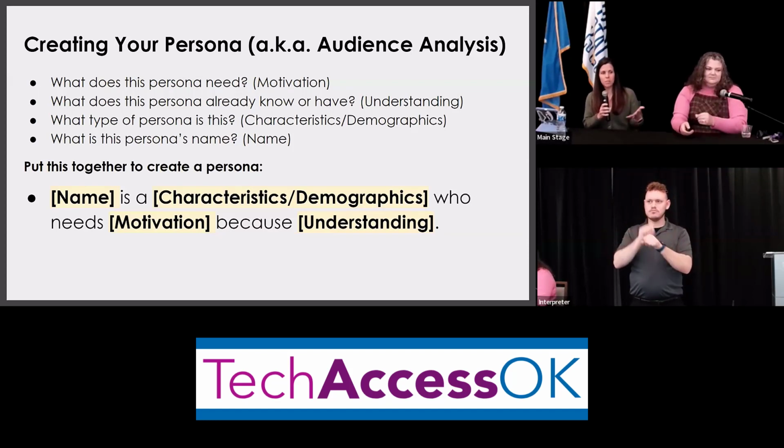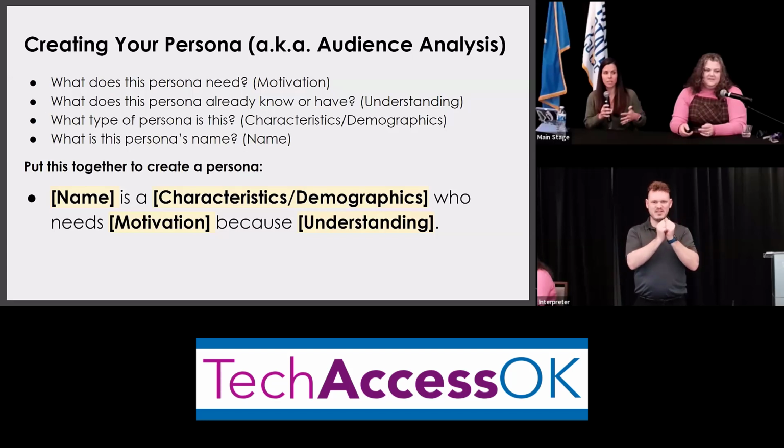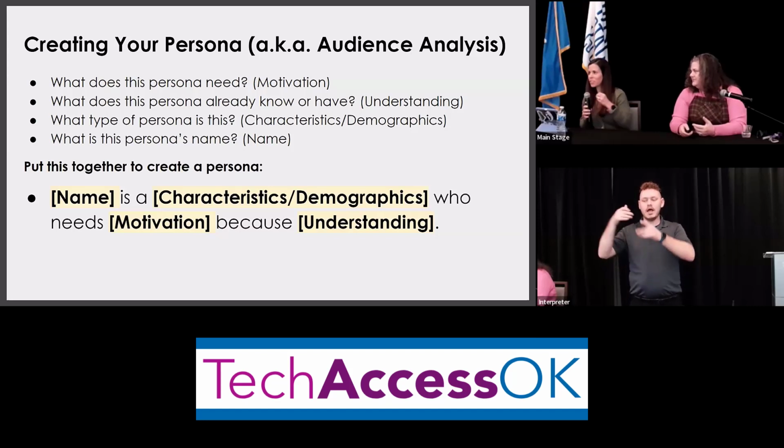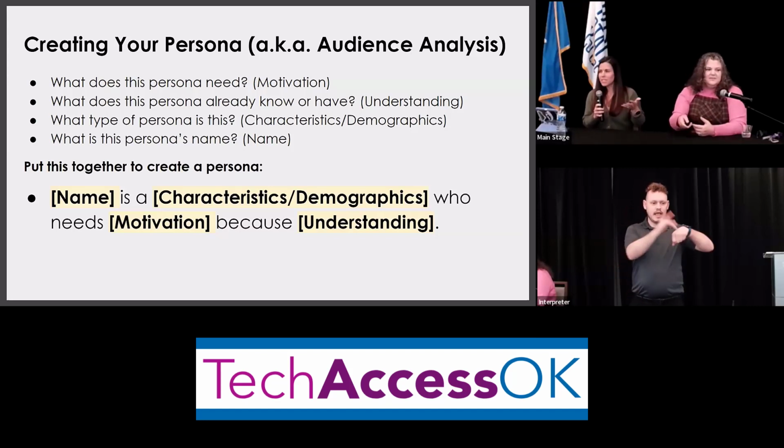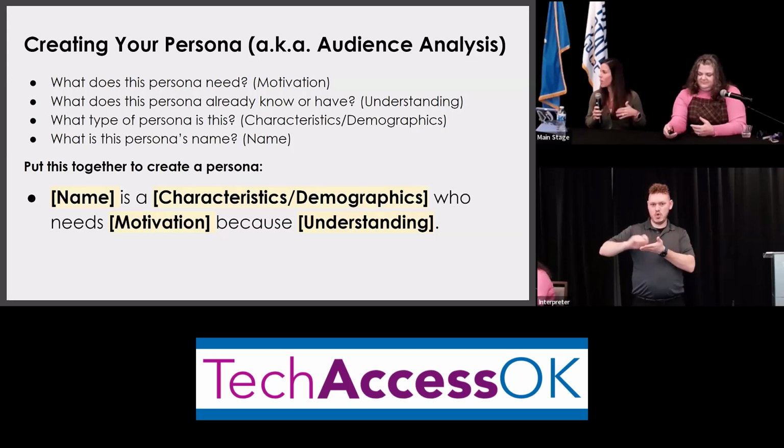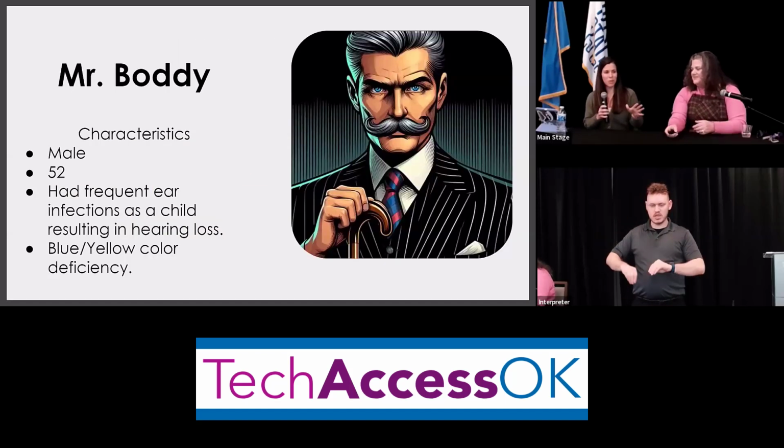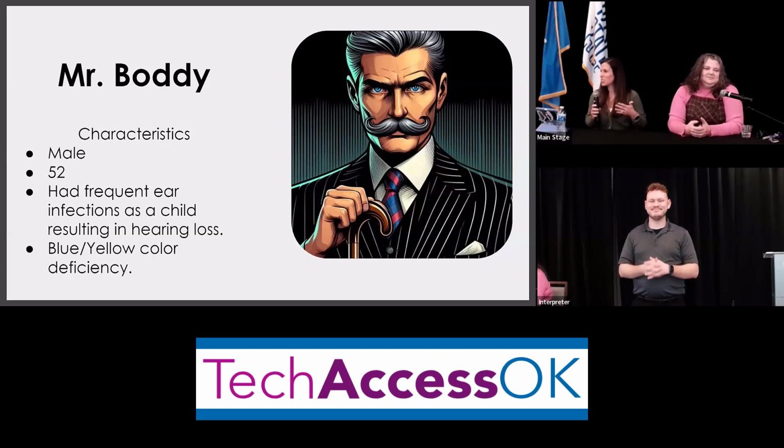So to sum this up, we're going to put all of these things together and our persona is going to look something like this. Name is a characteristic or demographic who needs motivation because of our understanding. So let's actually put this all together. And if you're on the slides, in the slide notes, we do give a link to an article. So if you want to read further about how we put this together and this formula that we're using, there is a link to an article there.